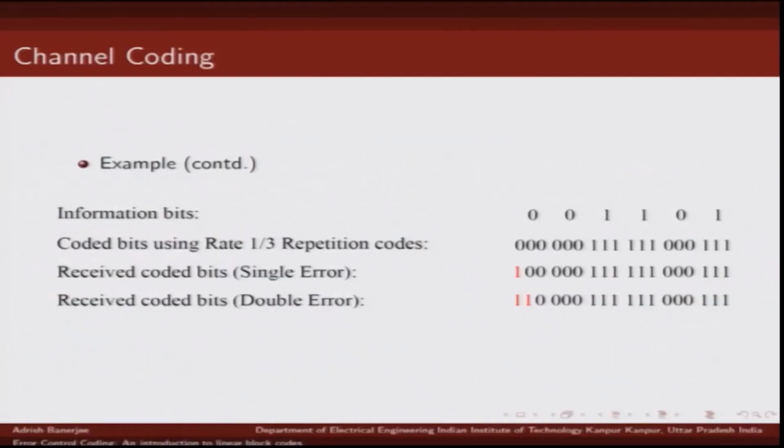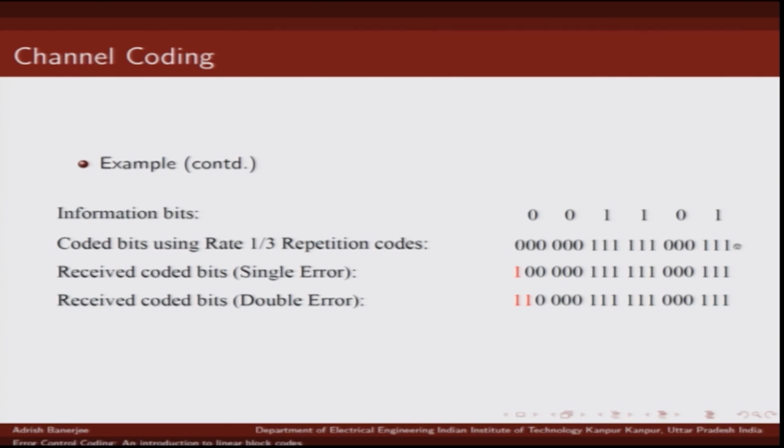Again we consider the same example of transmitting 0 0 1 1 0 1. We are transmitting the same information sequence. This time we are encoding it using the rate 1/3 repetition code. So, this 0 will be encoded as 0 0 0. Similarly, 1 will be encoded as 1 1 1. So, we will be transmitting this. This information sequence will be coded in this particular way.